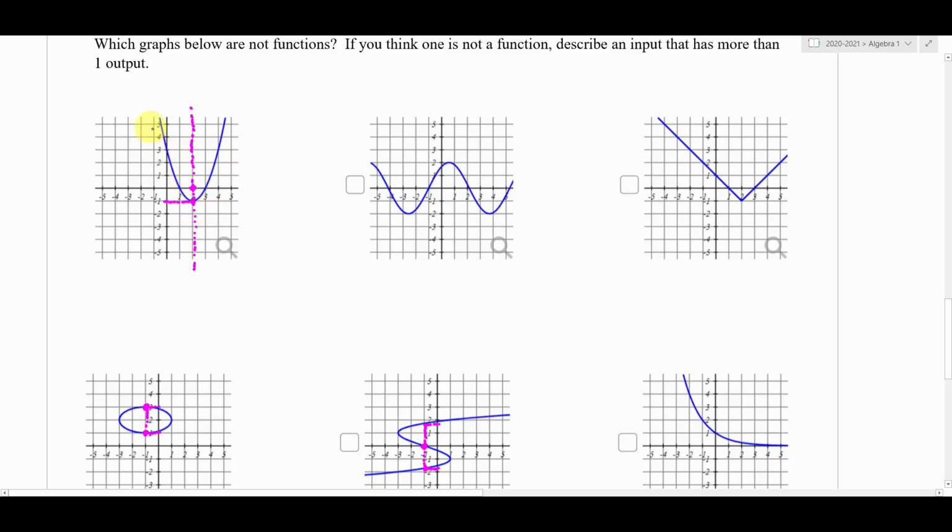And no matter where I do that at, I'm only going to hit that parabola once. So this is a function.